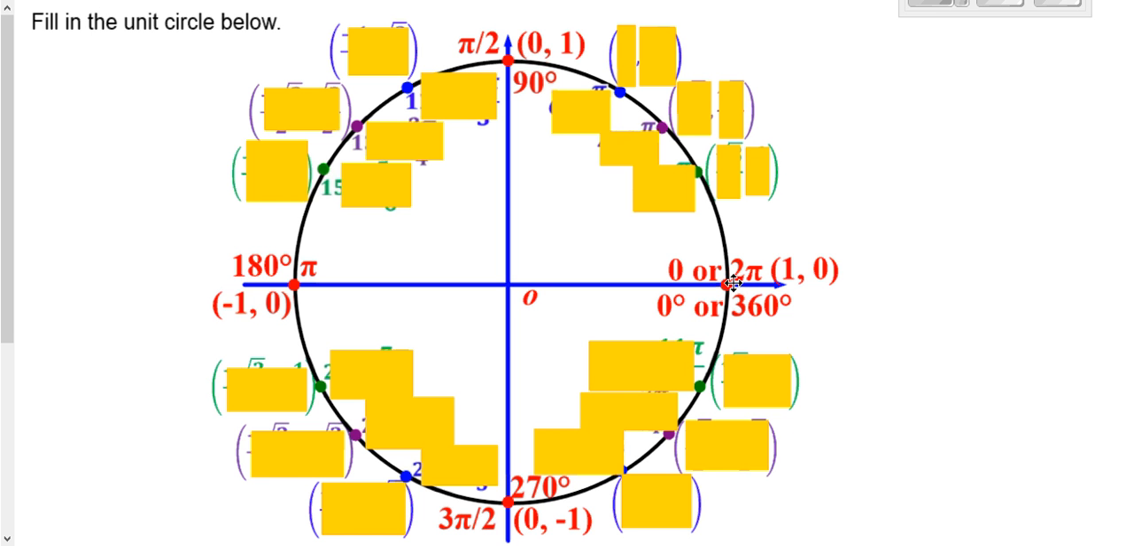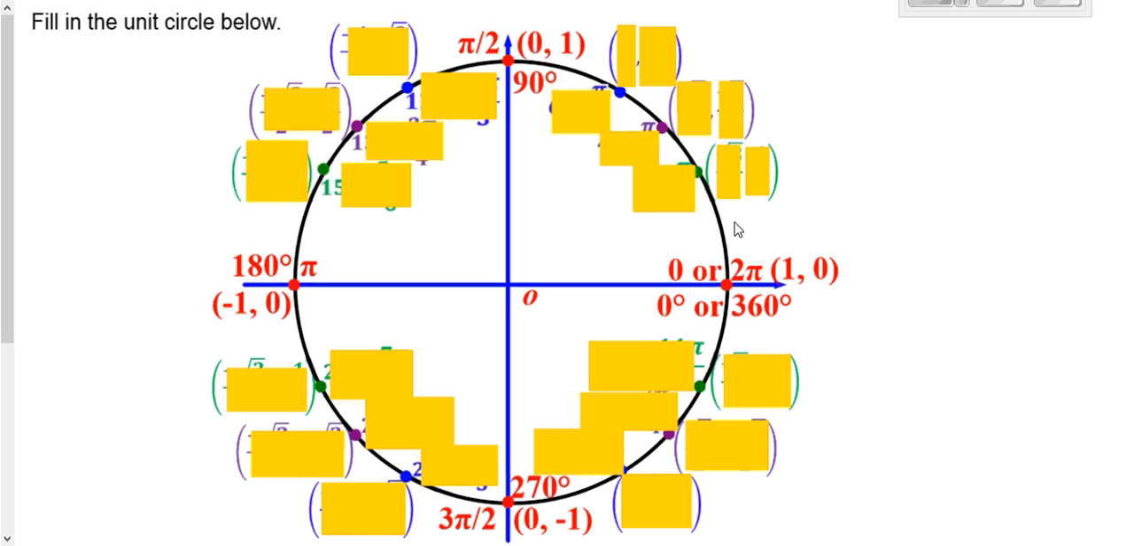Going straight to the right is 0 degrees, 360 degrees, 0 or 2 pi. Going straight up is 90 degrees or pi over 2. Straight to the left is 180 degrees or pi. Straight down is 270 degrees or 3 pi over 2.